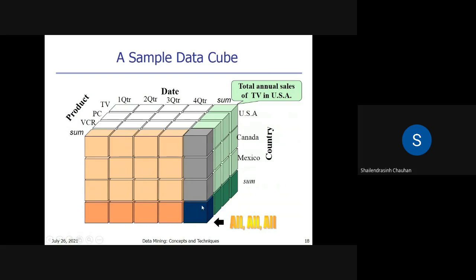Fine. So from this kind of cuboid, you can get this kind of analysis easily, faster, you can say. So for example, if I want to know in third quarter, in Canada, how many PCs I had sold, you will directly get the answer from this cuboid structure. Fine. So again, now this is representing that how many TVs I have sold in USA in all the quarters. Fine. So that is the meaning of this kind of data cube. Sample data cube is there.